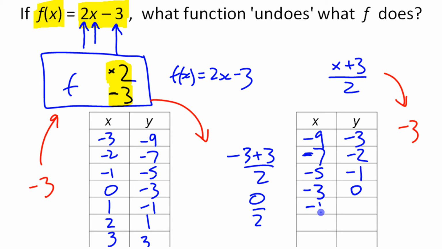If you continue down here, you're going to get the same thing. Negative 1 is going to give you 1. 1 is going to give you 2. 3 is going to give you 3. All right?